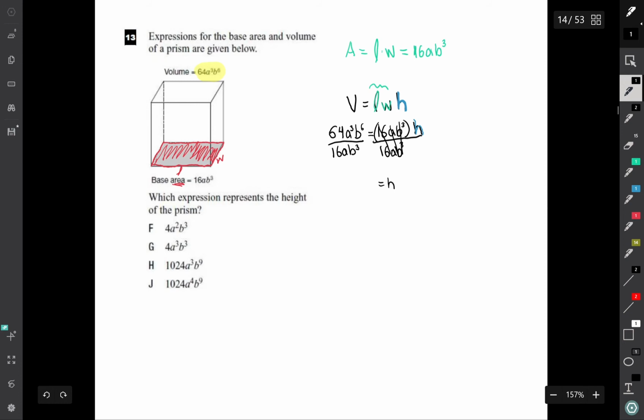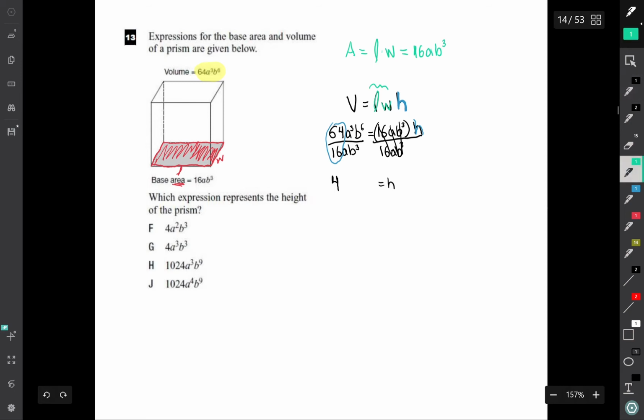Okay, so let's do some simplifying. First we're going to simplify our numbers. We have 64 divided by 16, and that is equal to 4. So our coefficient is now going to be 4.